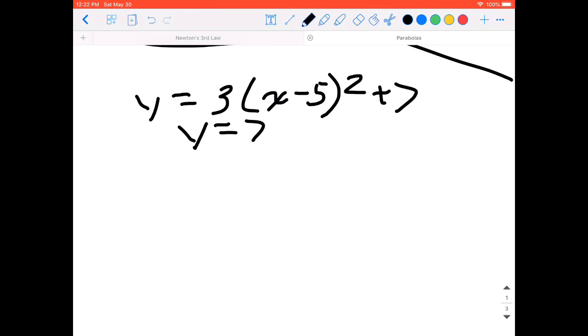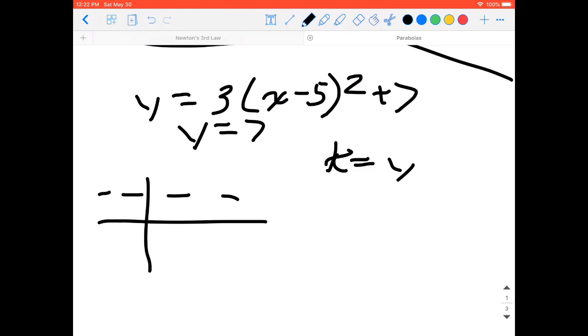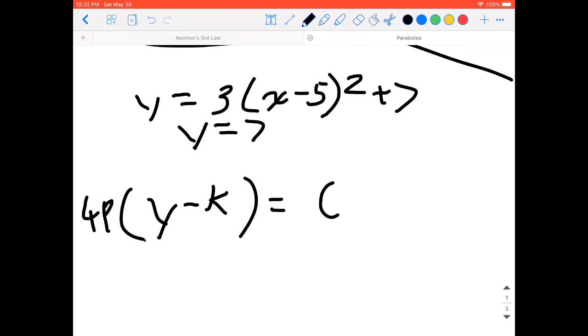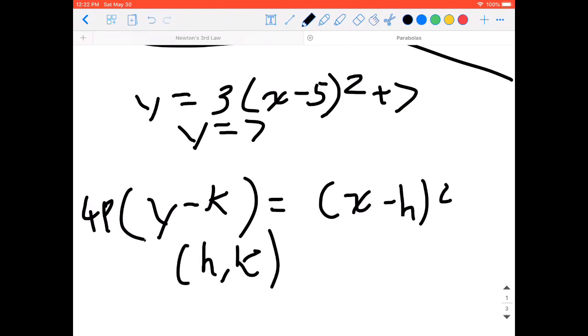So, if we try to graph this, our x and y axis, a horizontal line would be y equals k. Or, sorry, I wrote that backwards. So essentially, if we try to write down the standard form of a parabola, it would be 4p times (y minus k) equals (x minus h) squared. Basically, the center of that thing is (h, k). And this equation is called the point-slope-intercept form of a parabola.